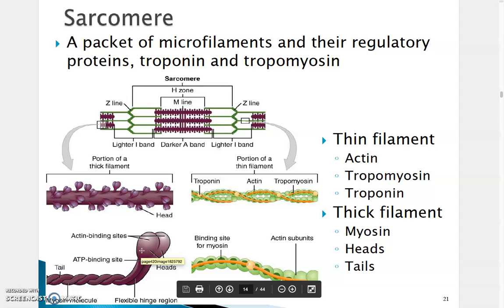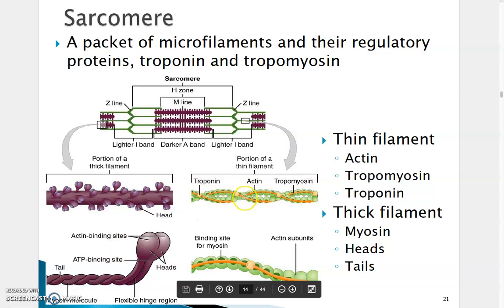It has actin binding sites, and it also has binding sites for ATP, which is energy. So when it contracts, it will attach to the actin, or the thin filament, and pull it closer to itself, and this head will bend backwards at the flexible hinge region. So it won't look like this, it'll be going in that direction.